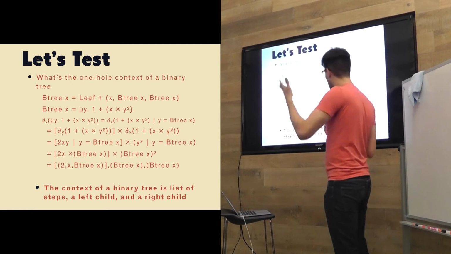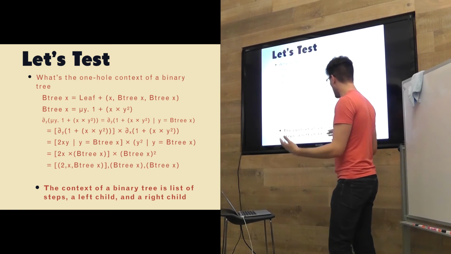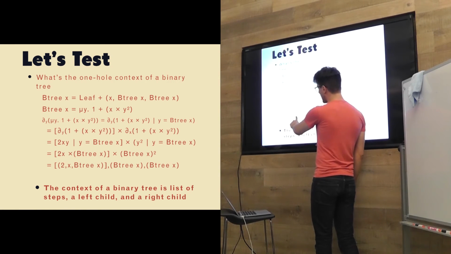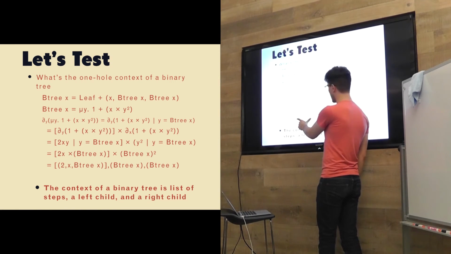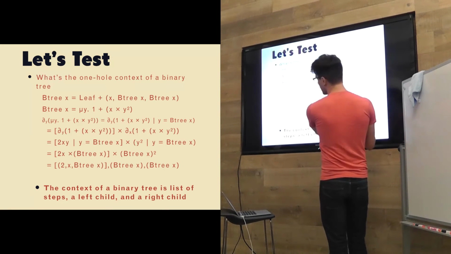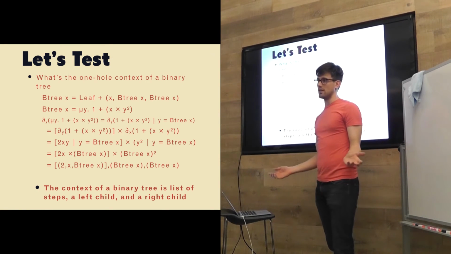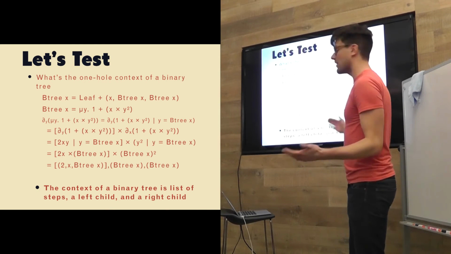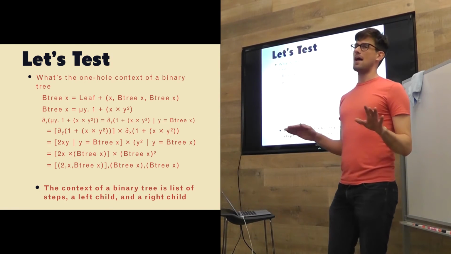the one-hole context type rather, for a binary tree is a triple of a list of steps you have to take, either left, right, the value you passed, and the other tree that you don't care about, as well as the children of wherever your hole is. And this is what we went over right in the beginning. So at the very least, I'm glad we're back to where we started from.